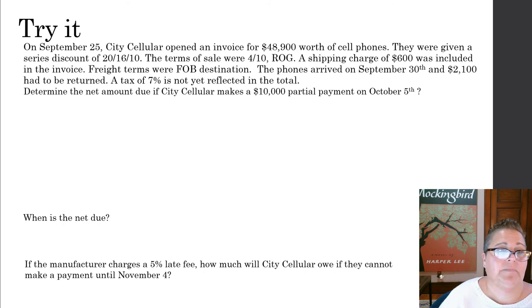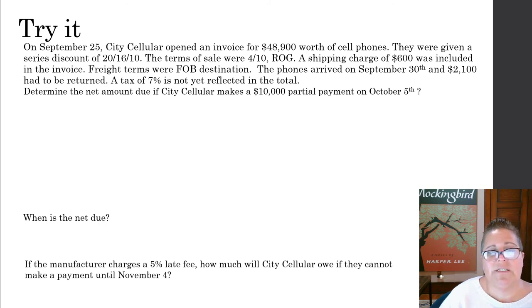Let's start at the beginning. September 25th, that's my invoice date. $48,900 worth of cell phones. That's going to be my invoice amount. They're given a series discount of $2,016.10. So I have a series discount I have to calculate.